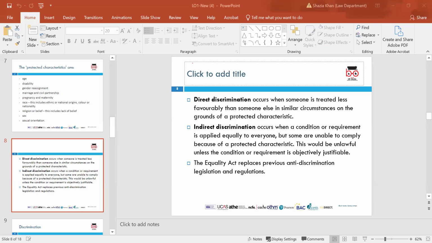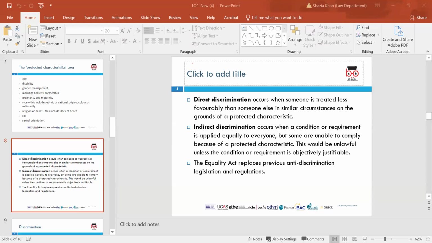And another example of direct discrimination could be direct sexual orientation discrimination, where a manager may treat you less favorably because you are homosexual and treat the other person more favorably because they are heterosexual. So these kinds of elements are direct discrimination.